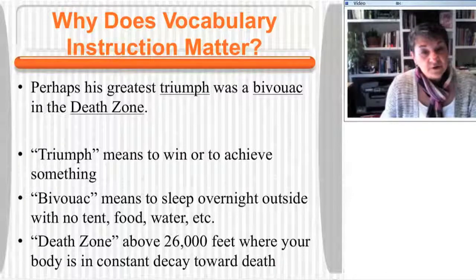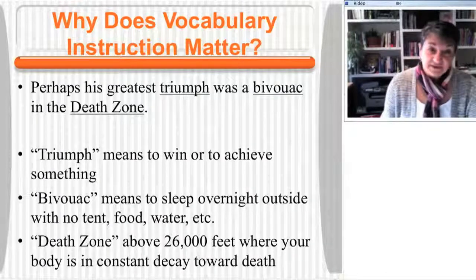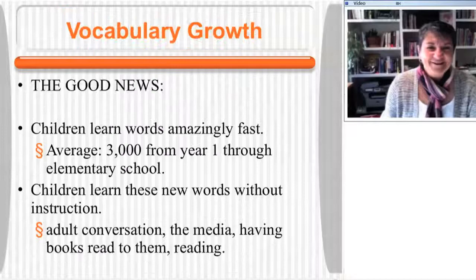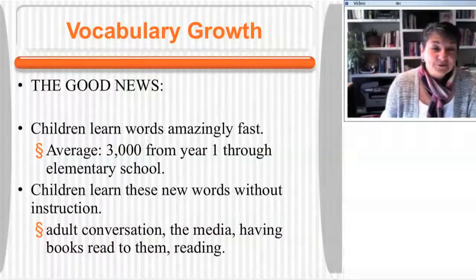You may know, for example, that death zone means something to do with death, but really, unless you know a lot about mountain climbing, you don't know that the death zone is a particular place above 26,000 feet where the oxygen is so low that our body starts to die. So that's why we say vocabulary instruction matters.